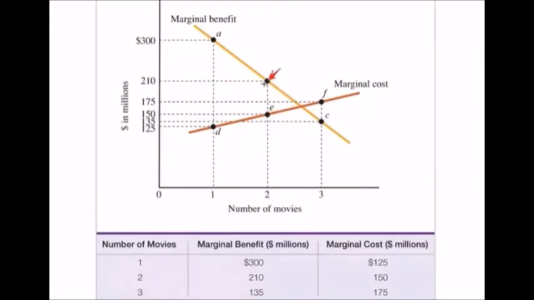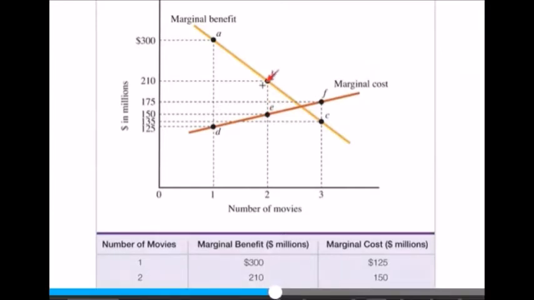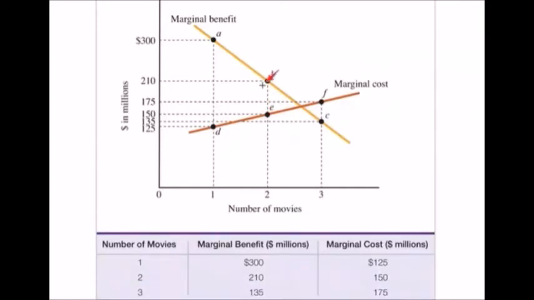So again, the marginal benefit is greater than the marginal cost. So if you make the second movie, you're going to earn an additional profit of $210 million minus $150 million, or $60 million more. Now, just because you made the second movie doesn't mean you lost the profit from the first movie. So remember, this is an incremental decision.